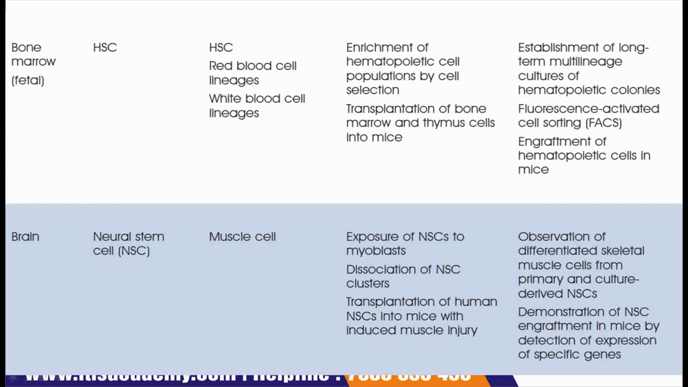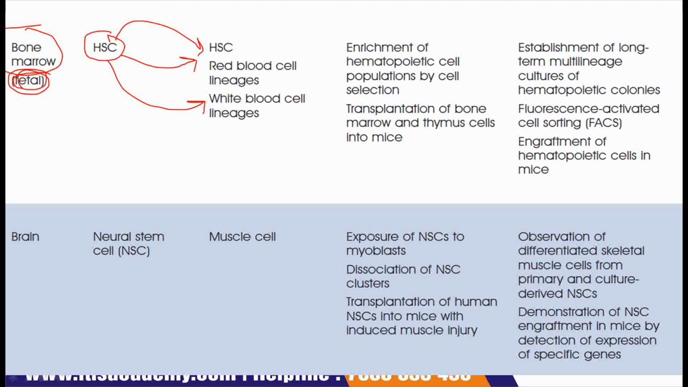Next one, origin tissue is bone marrow, but this time this bone marrow is a fetal bone marrow. The origin cell is a hematopoietic stem cell, while the developed cells are hematopoietic stem cell, red blood cell lineage, and white blood cell lineage.